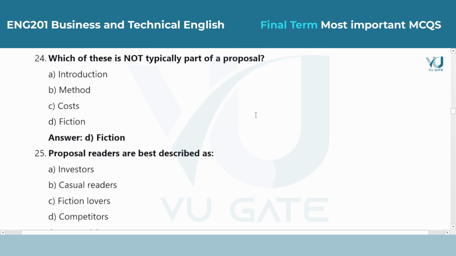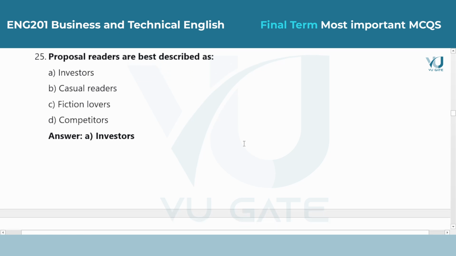24. Question. Which of these is not typically part of a proposal? Answer. D. Fiction. Concept. Proposals are legal and professional documents that must be based entirely on factual data and realistic projections. 25. Question. Proposal readers are best described as answer. A. Investors. Concept. Readers are usually people who will invest time, money, or trust into the project you are suggesting.